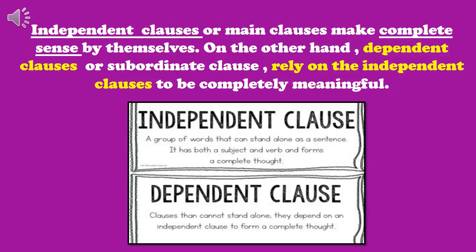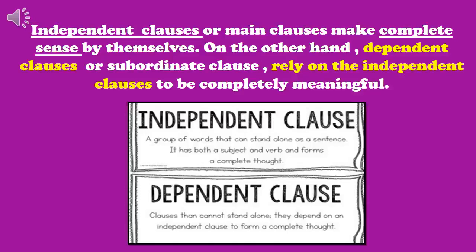Do look at the picture I have put in, where it is written: an independent clause is a group of words that can stand alone as a sentence. It has both a subject and a verb and forms a complete thought. So it makes complete sense on its own. However, dependent clauses are clauses that cannot stand alone. As the name suggests, they depend on an independent clause in order to form a complete thought.